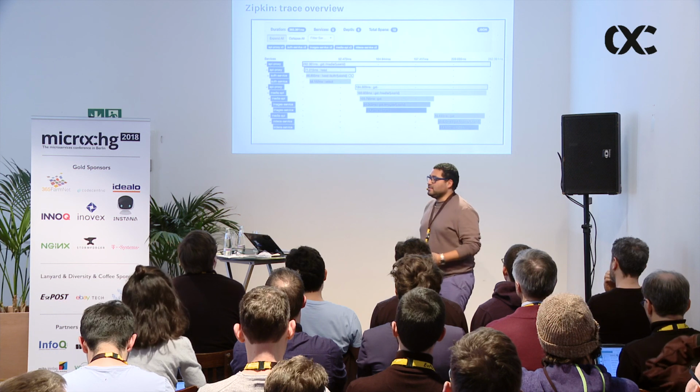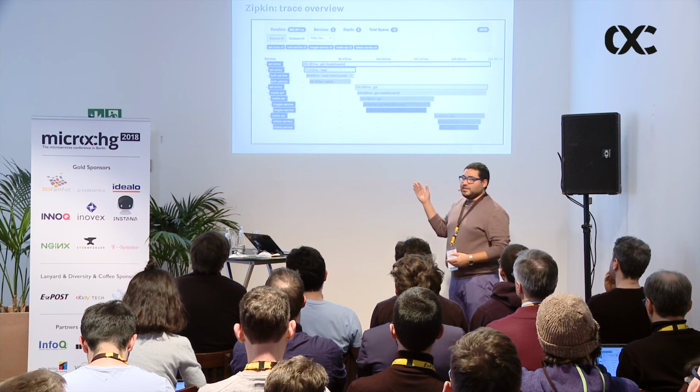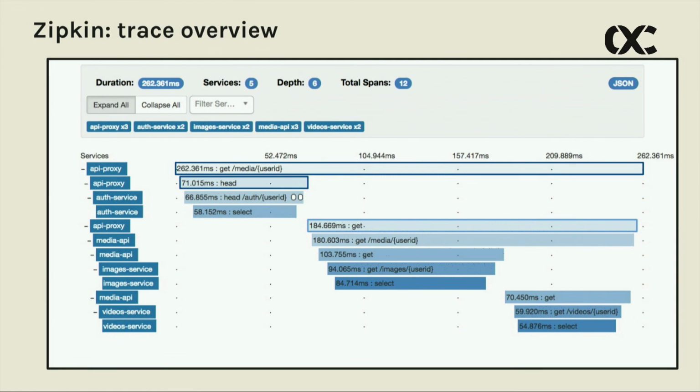Basically, here what we have is that the API proxy started the operation, because it's the first point of contact, right? So the API proxy starts a span, and then hits the authorization service, and by that there is a span as well here. You can see the head auth user ID. I don't know if you see it properly. I hope so. And after that, once it validated that everything is all right, the API proxy hits the media API, and the media API hits the image service and the video service, right? Everything is recorded here. So actually, you can see what is happening in your request.